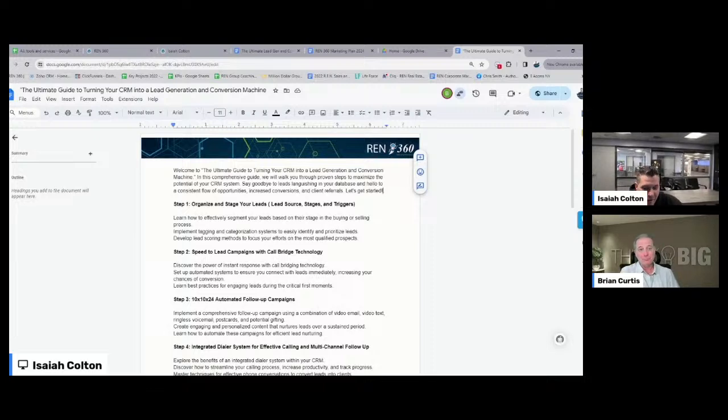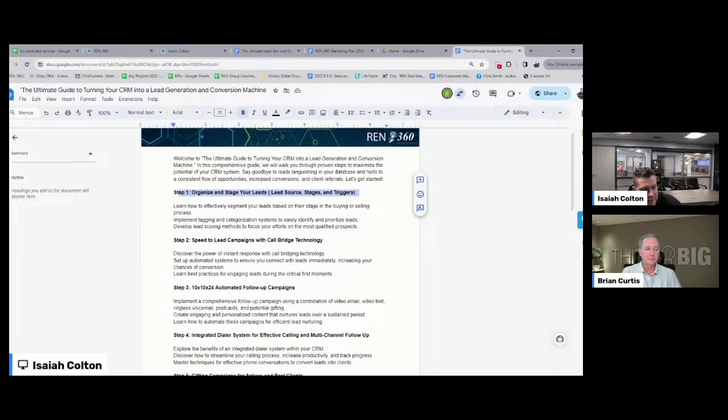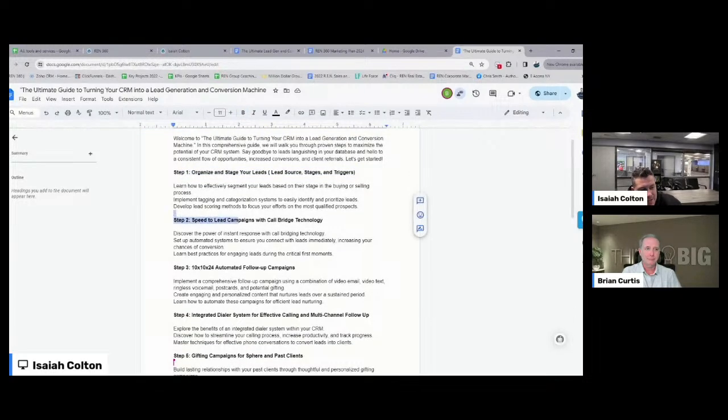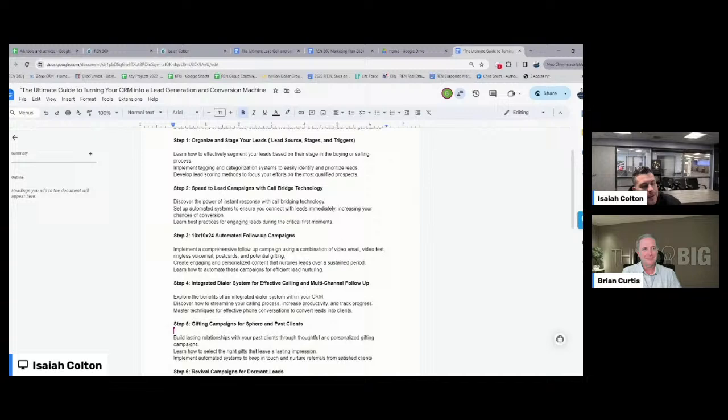Amen. Yeah. And so we started off talking about making sure your database is organized by lead source, stage, and triggers. We talked about speed to lead campaigns with CallBridge technology. We showed off how cool CallBridge is, how it can connect you right to the lead instantly. We talked about the importance of having a multi-channel follow-up campaign through speed to lead, because it's not enough just to call them anymore or just to email them anymore. You've got to have multi-channel follow-up, and it's got to be automated.